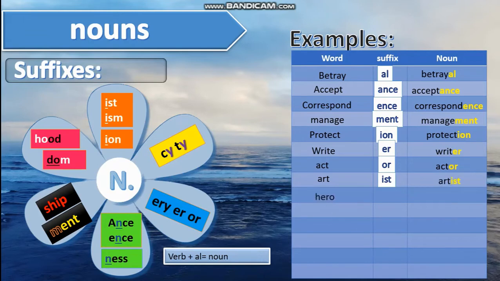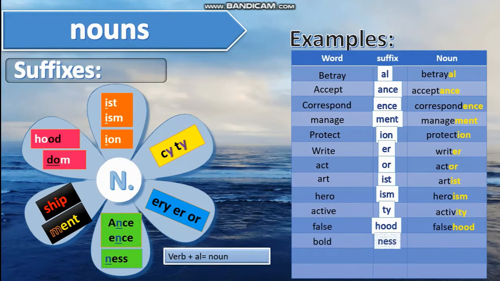Hero, by adding the suffix ism, it becomes a noun, heroism. Active, by adding the suffix ity to a word, it becomes a noun, activity. False, by adding the suffix hood to a word, it becomes a noun, falsehood. Bold, by adding the suffix ness, it becomes a noun, boldness. Certain, by adding the suffix ty, it becomes a noun, certainty. Rival, by adding the suffix ry, it becomes a noun, rivalry.